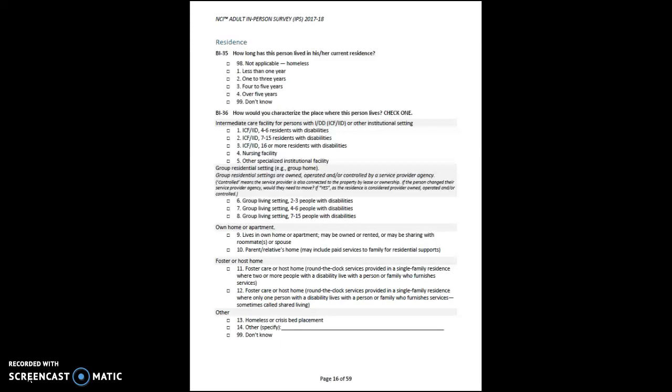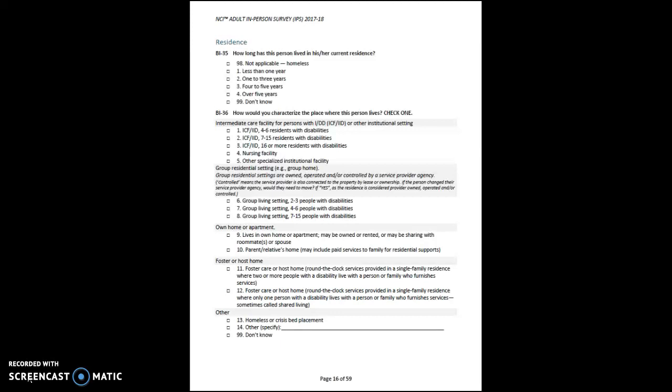They may be living in a nursing facility or another specialized institutional facility. This is a catch-all for those larger institutions, especially those that may not be considered an ICF-IID. It may also be a group residential setting or group living setting that does not fit into the buckets below.